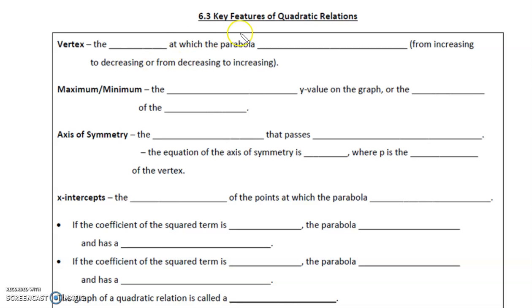Okay, 6.3 key features of quadratic relations. We're going to go over what a quadratic is, what it looks like, and the key features of it. There's going to be lots of definitions here, okay? And then we'll do a visual after.